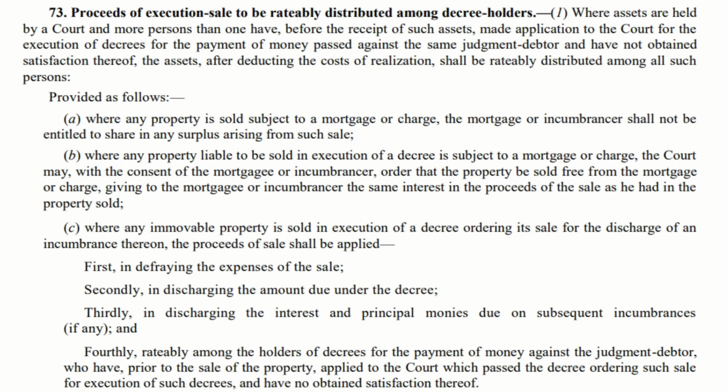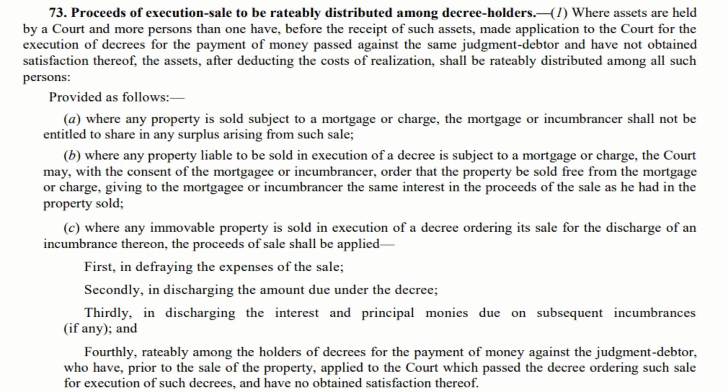Let us try to understand this particular section by way of an example. There is a person A who is the judgment debtor. He has to pay money to 7 members, and let us call them number 1, number 2, number 3, number 4, number 5, number 6 and number 7. So totally he has to pay money to 7 members.